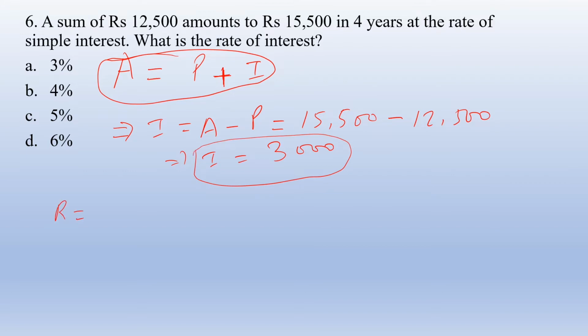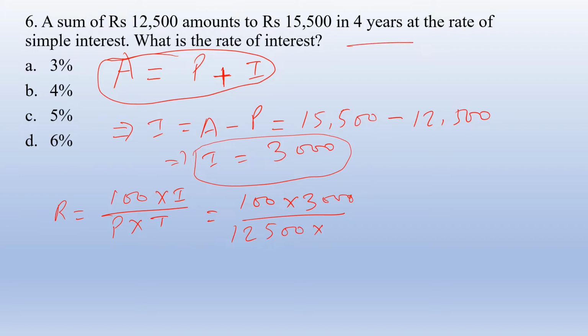Rate of interest equal to 100 multiplied by interest divided by principal multiplied by time. So 100, interest we already calculated, which is 3,000, and the principal is given 12,500, and the time is given here 4 years. So 4. So this 0 and this 0 we can cancel with this, and 4 we can cancel with 3,000.